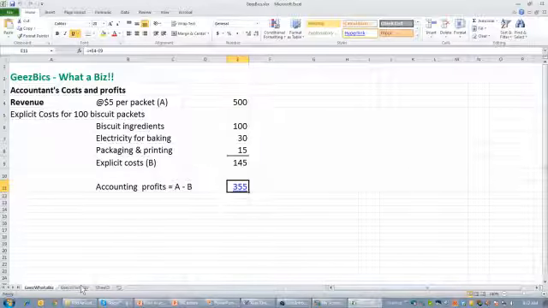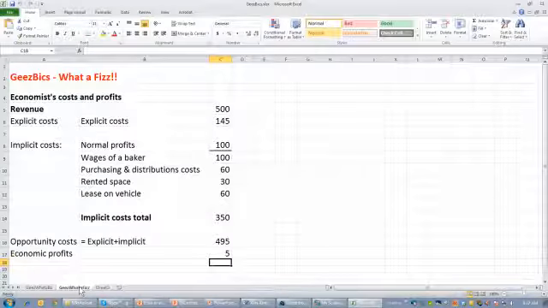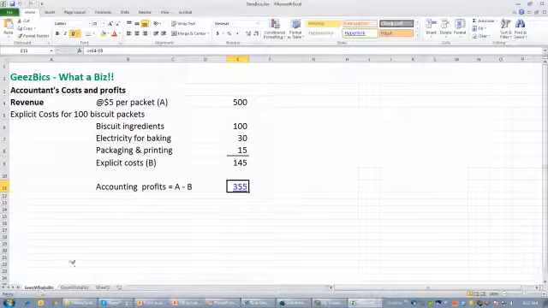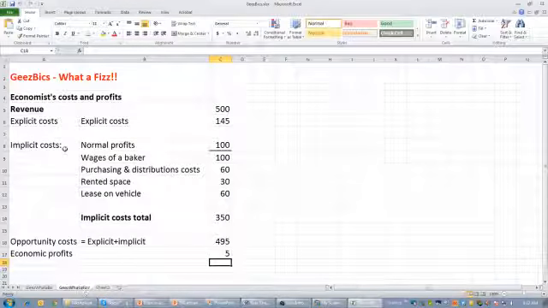Now, economists, on the other hand, when you look at it from an economist's viewpoint, the business doesn't look quite as rosy as it does from the accountant's viewpoint. The revenue is the same, explicit costs are the same. There's this $145, there's no difference in opinion there. But the implicit costs are quite different.